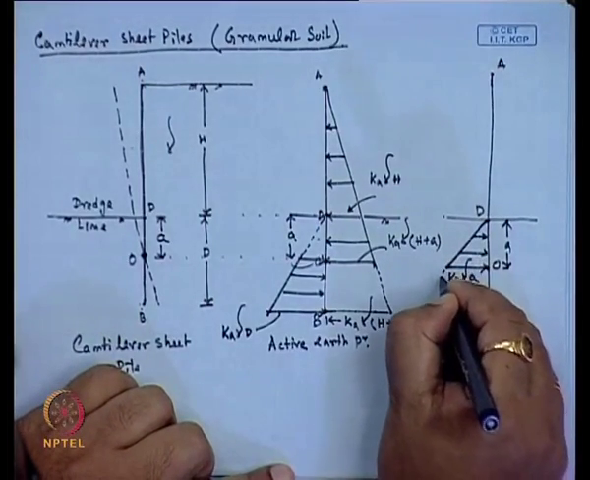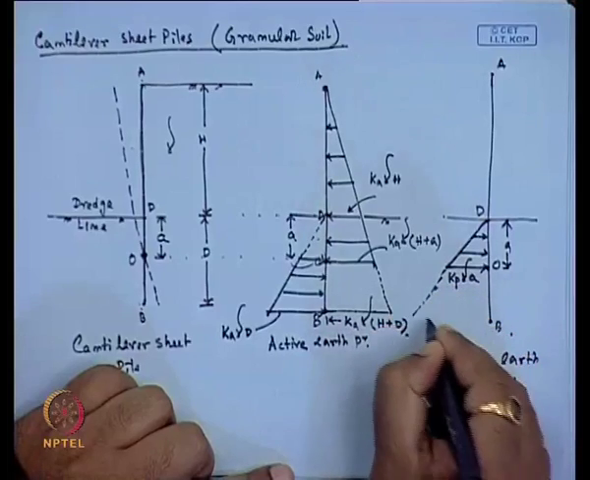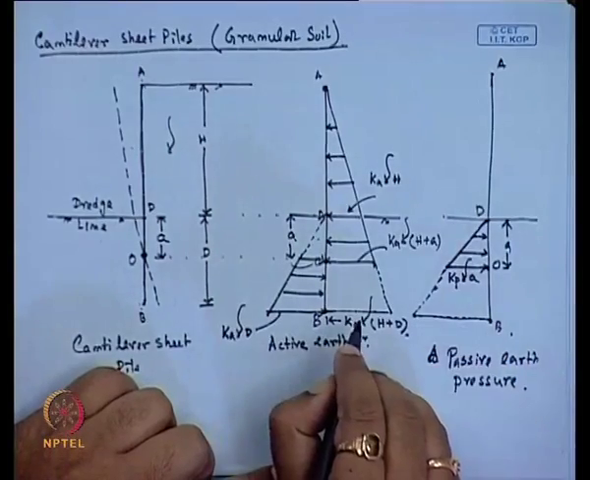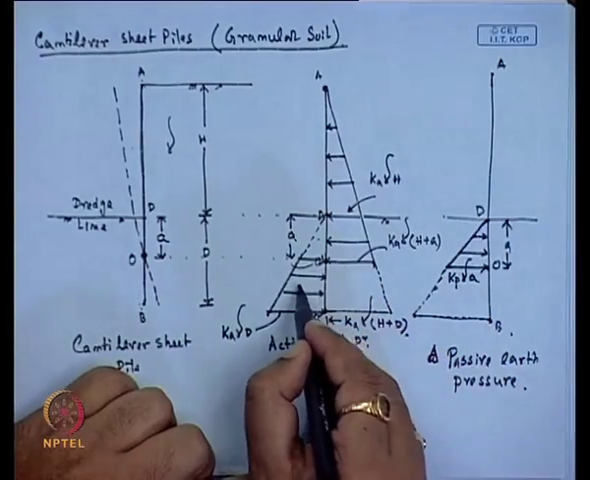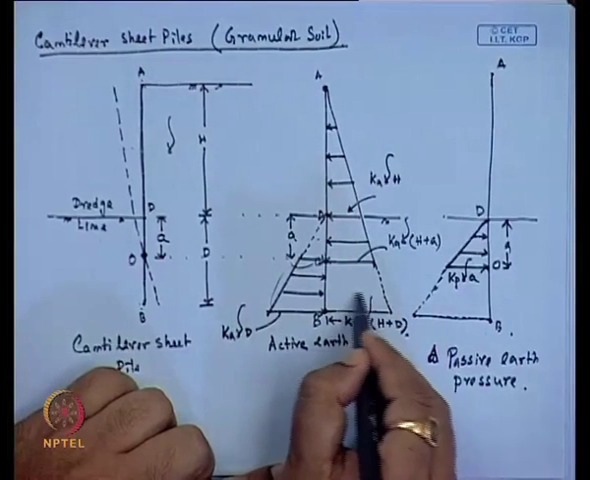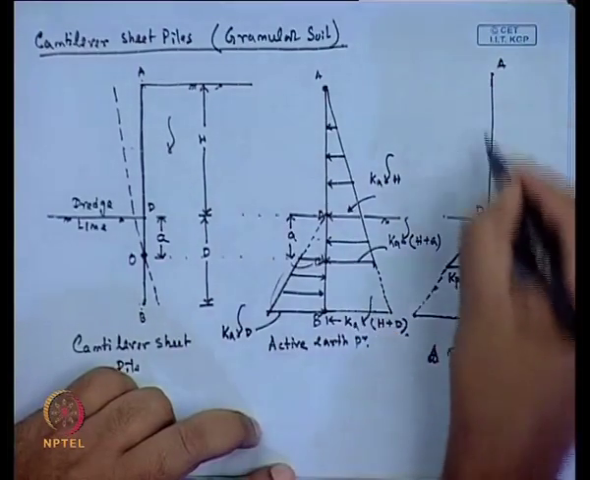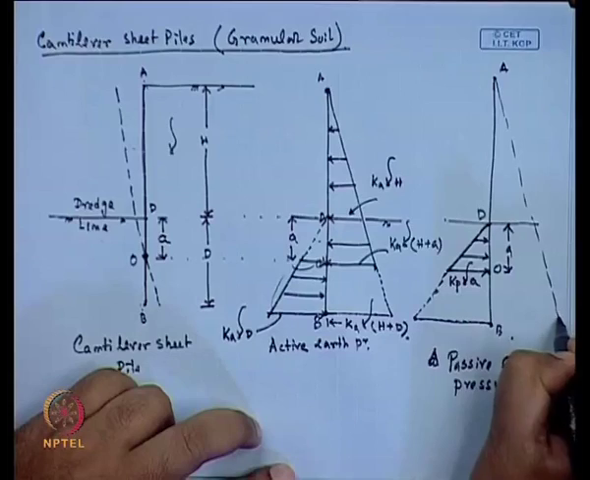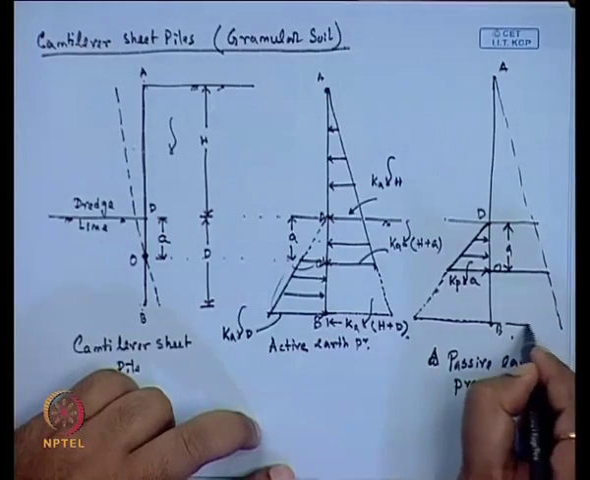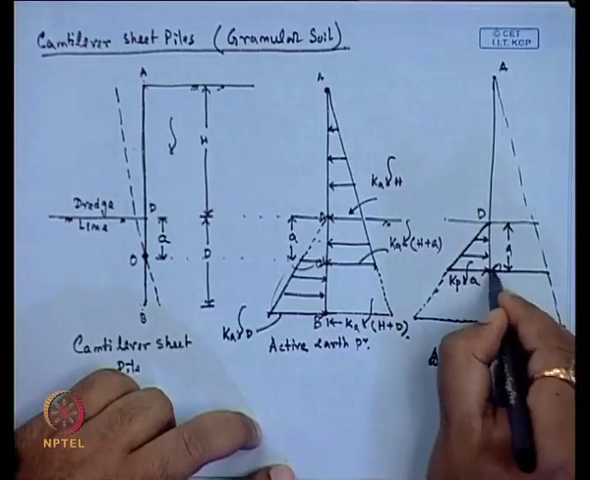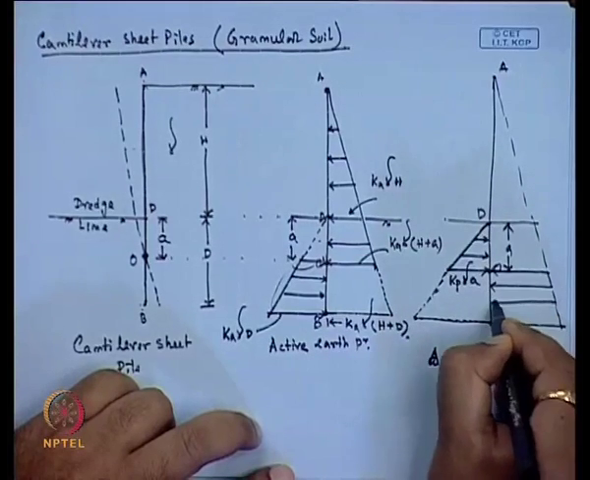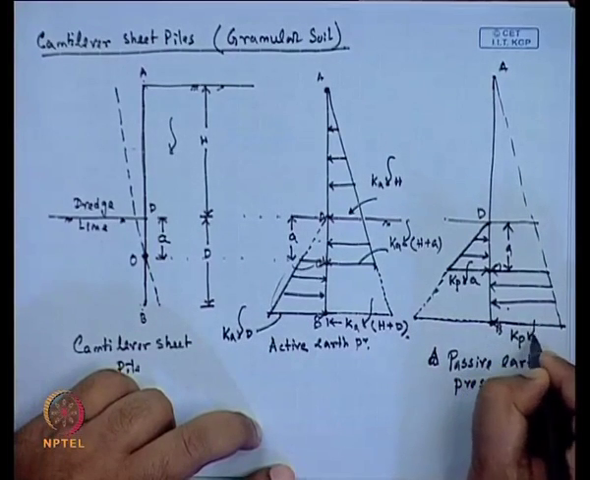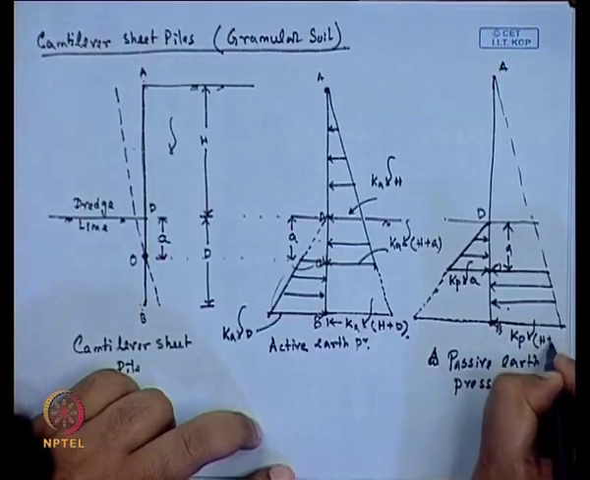And similarly, if we extend this value, I extend this line, so will be in this form. Similarly, when this side is active, that means definitely this portion will be passive. So, now if we extend, so this portion will be passive. So, this value is K P gamma into H plus T.